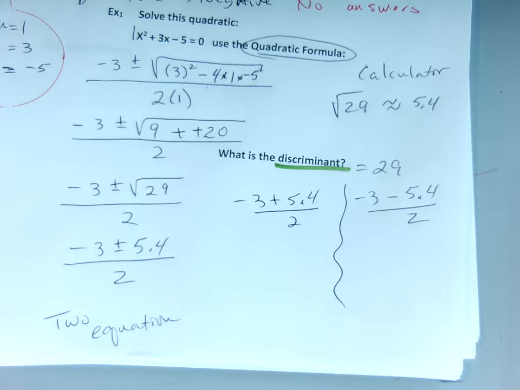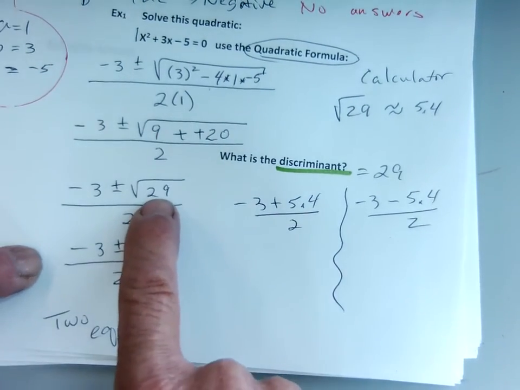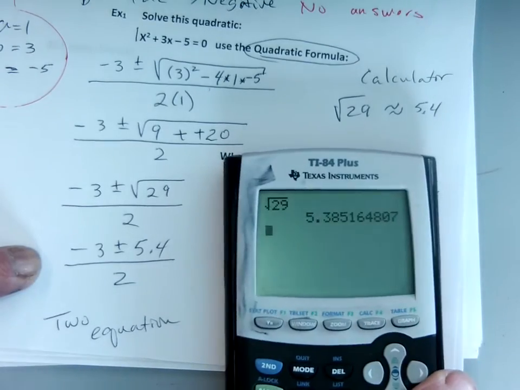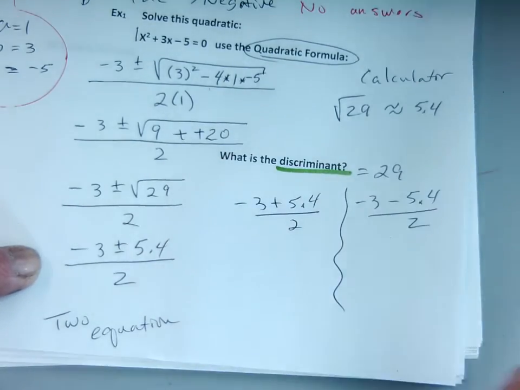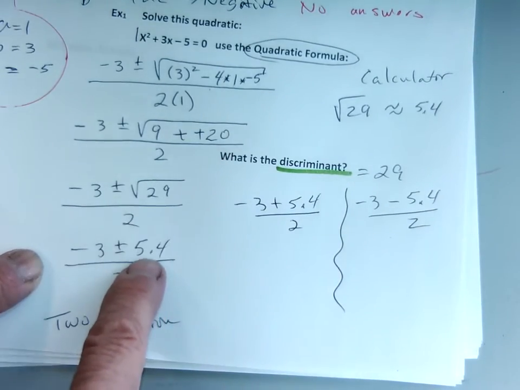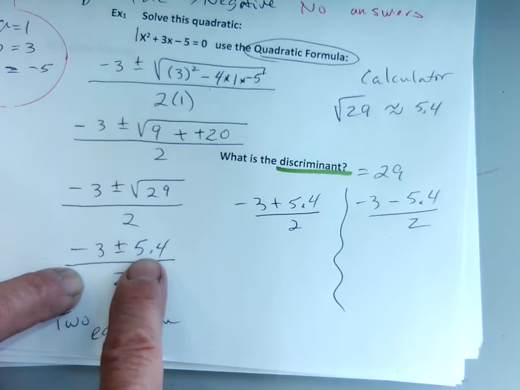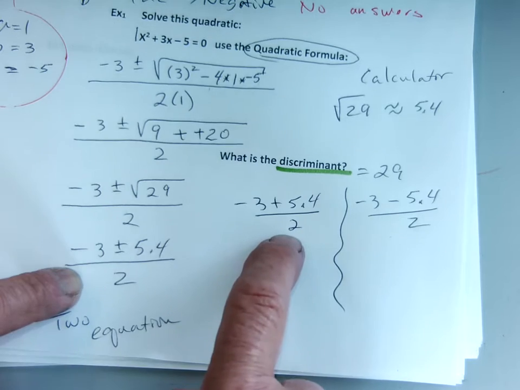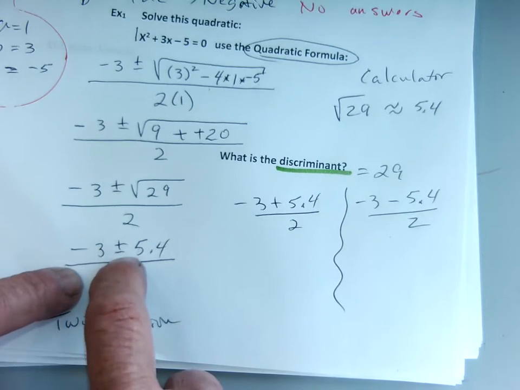Right. So, continuing, all right, so you guys see what I did? I took the square root of 29. I used my calculator. My calculator said 5.4, right? I rounded. So then I knew the square root of 29 was 5.4. So then I said, okay, I need 2 equations. So I got a negative 3 plus a 5.4 over 2. And I have a negative 3 subtract a 5.4 over 2.